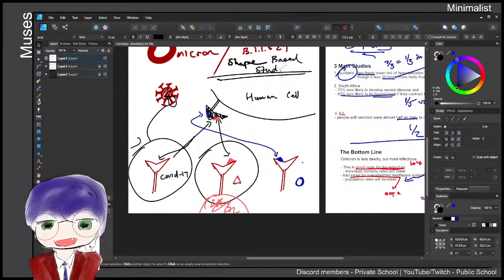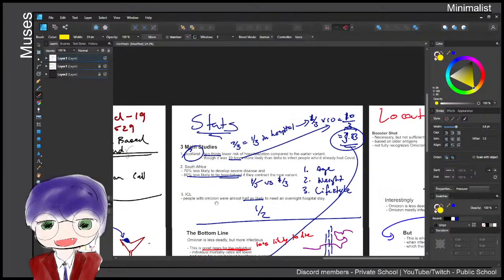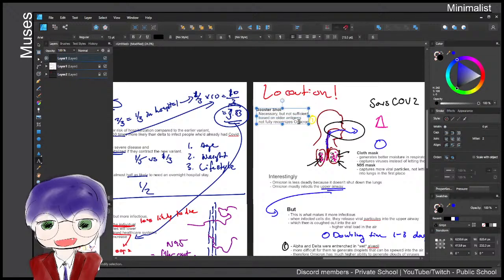Hold on. I'll have a yellow one here. So it's for that reason, because the shape is different, right? So it doesn't fully recognize Omicron, but it still does recognize some parts of it, and so therefore, do it.